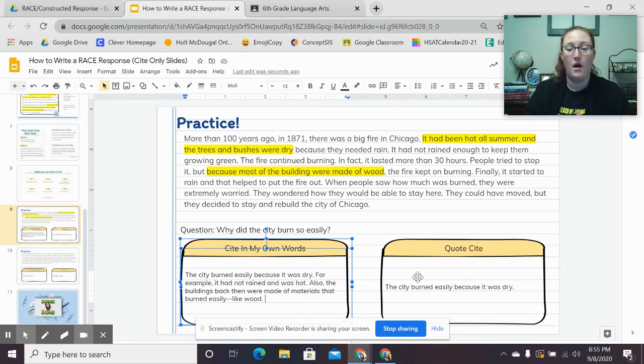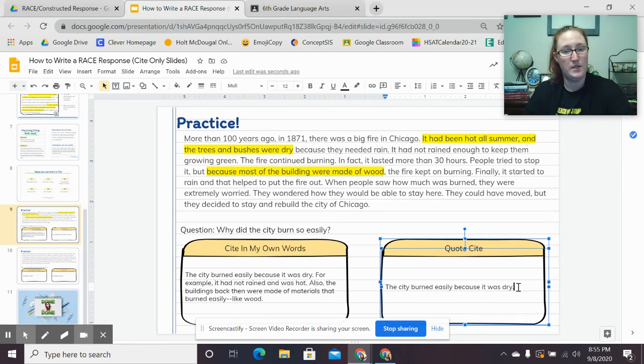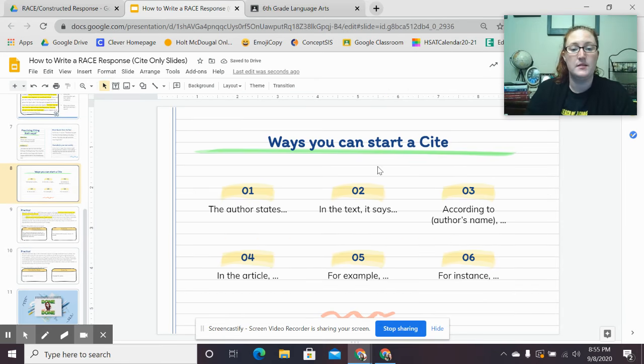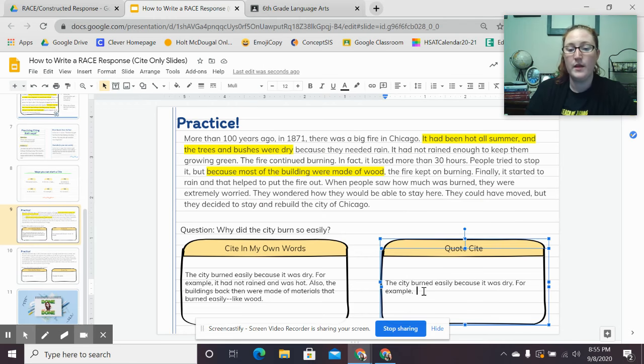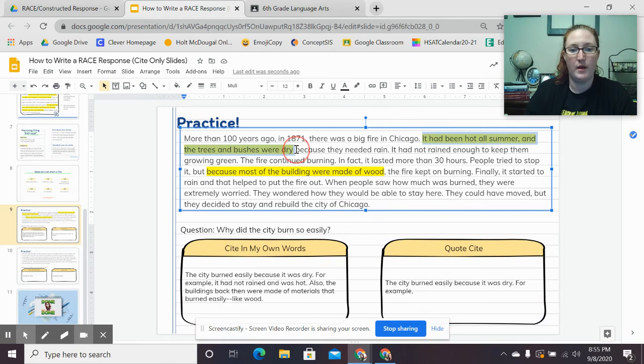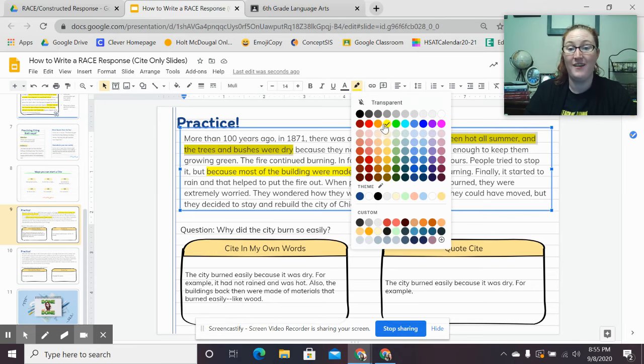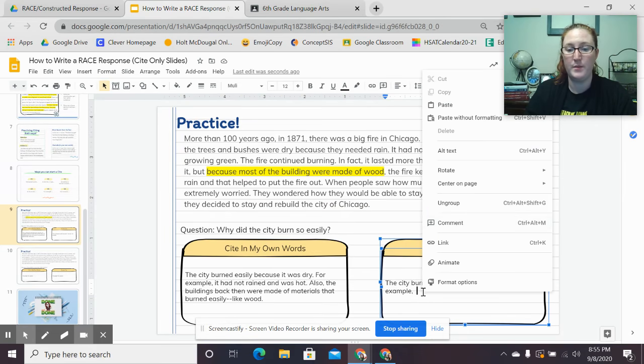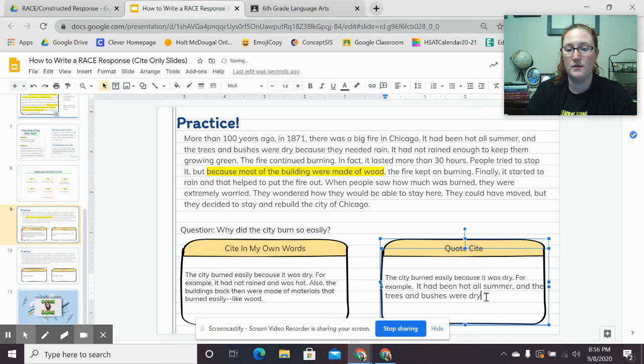Easy peasy. Over here, now let's say I wanted to use a quote. It's a little bit harder. Okay, so I'm just going to use my same beginning. Again, I'm going to say, for example. And, jump down. For example, and let's say it had been hot all summer and the trees and bushes were dry. Okay, so I'm going to grab that. I'm going to unhighlight it. Copy. Oh, it might be too big to go in this area. Let's see.